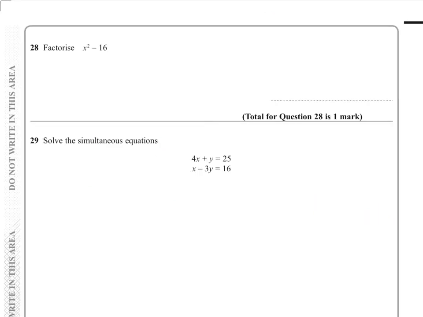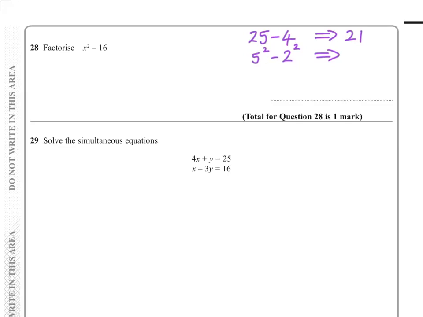Question 28. Factorise x squared minus 16. Well, if I gave you something like this, 25 minus 4, well, you know the answer is 21. The thing about 25 and 4 is they're both square numbers. So I could write that as 5 squared minus 2 squared. Now, whenever you write two square numbers that are taken away from each other, i.e. a square number on the left, a square number on the right, with a minus sign in the middle, that's called a difference of two squares.